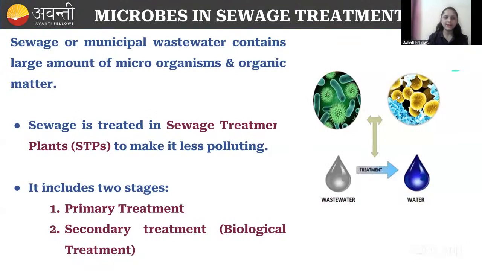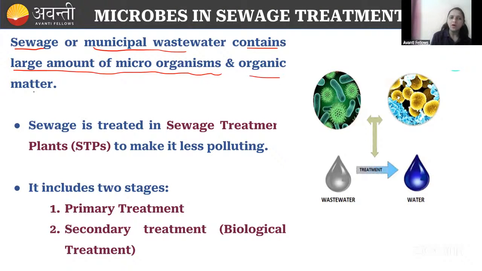What we studied last class: sewage or municipal water contains a large amount of microorganisms and organic matter, mainly organic matter, right? Sewage is treated in sewage treatment plants to make it less polluting. Then only it will be released into the river. And how is the sewage water treated? I already told you that sewage water consists of some physical matter and some biological matter, so the physical matter and biological matter have to be removed.